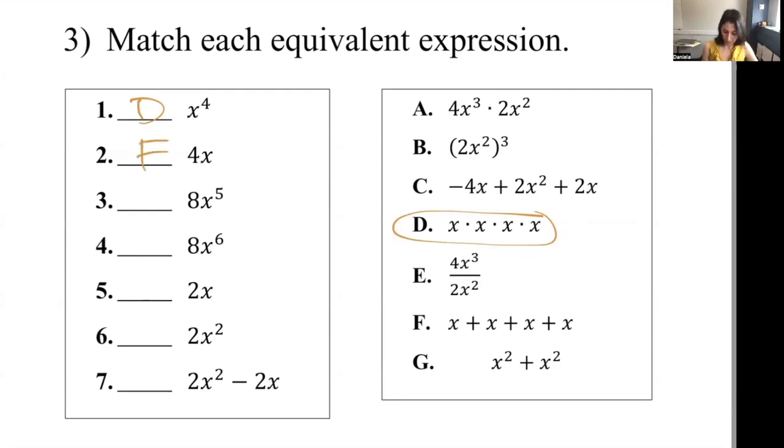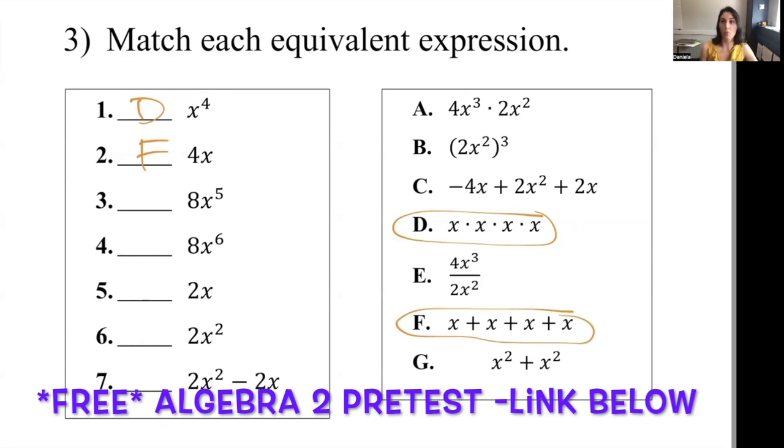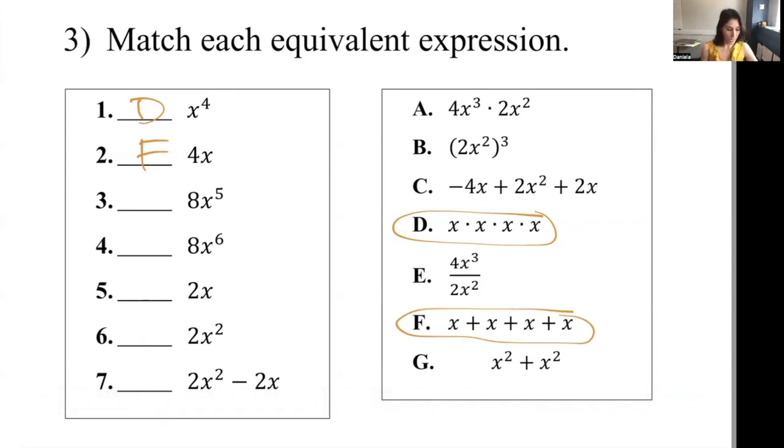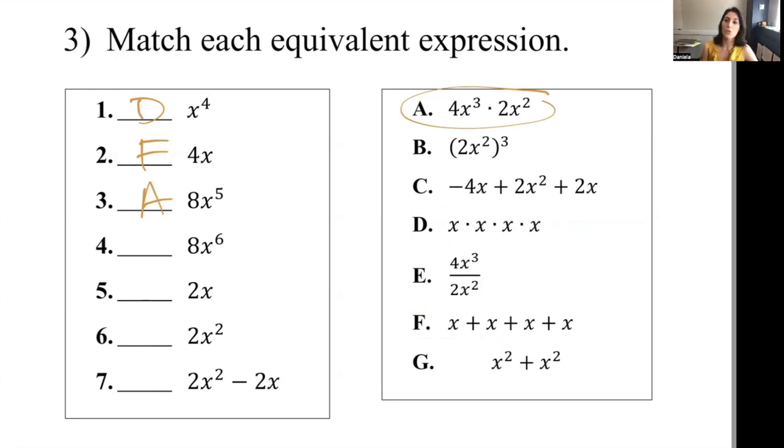That would be F. So multiplying 4 times x literally translates to adding x 4 times, as opposed to multiplying, that would be the exponent. Number 3, 8 times x to the 5th power, that would be A, right? So 4 times 2 is obviously 8, but what do you do when you are multiplying with the same base? You're going to be adding the exponents.